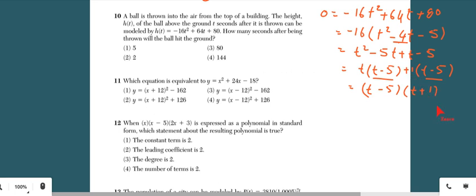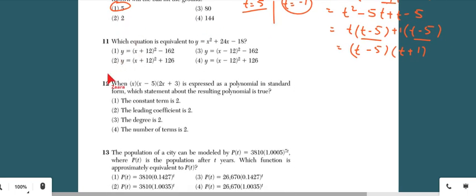Okay, so we have two options: either t minus 5 equals 0, from that I got t equals 5, and the other option is when we put t plus 1 equals 0, we will get t equals minus 1, which will not be correct because time cannot be negative. So t equals 5 is the right answer.